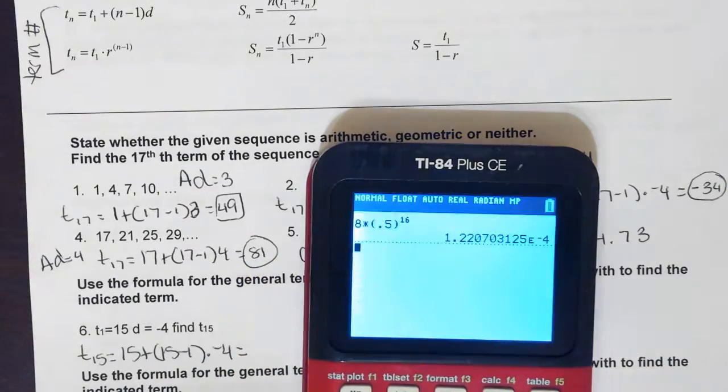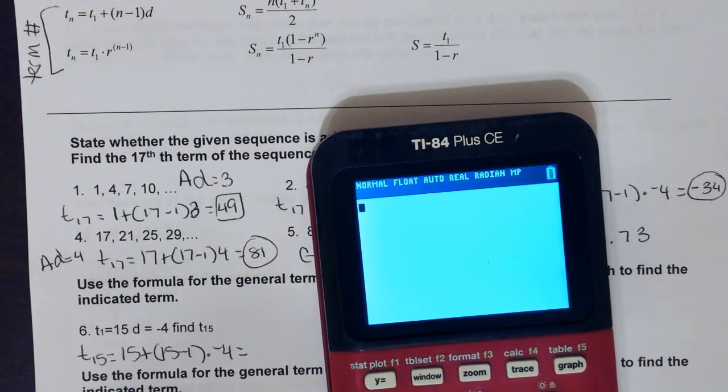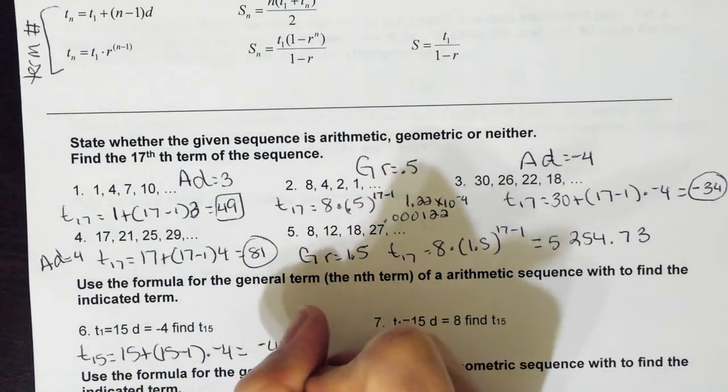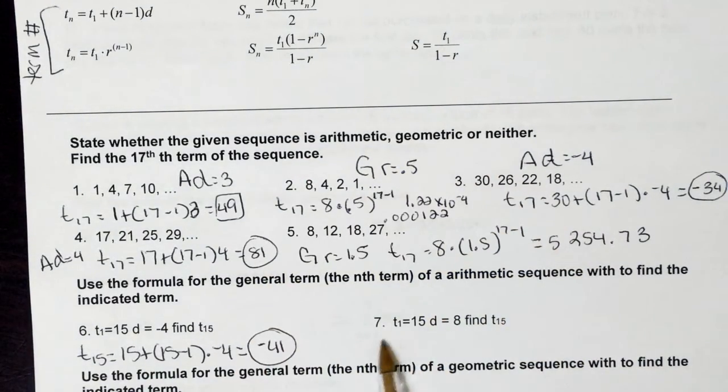From there, we're going to type it in the calculator just like we were earlier. So 15 plus 15 minus 1 times -4. And out pops -41. Okay, so I want you to pause the video and go try number 7 and then come back and check it. It's the exact same stuff.